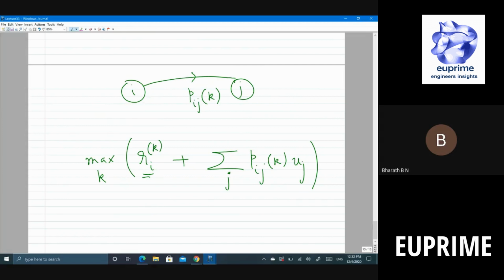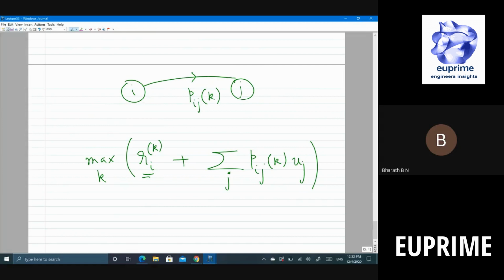Suppose you are in state I and have to decide what action to take so that in the future, which for me is just one step ahead, I'll get the best possible result. This is the problem that I have to solve.